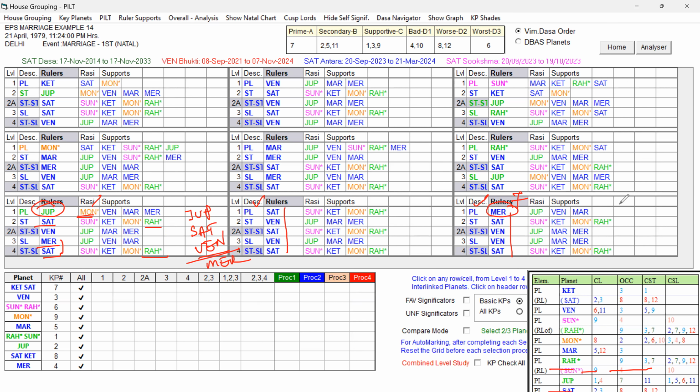So that Mercury, we have to keep it in the waiting list. That will not be favorable. That level-wise study is most important. But second level Saturn is stronger than second level Venus.